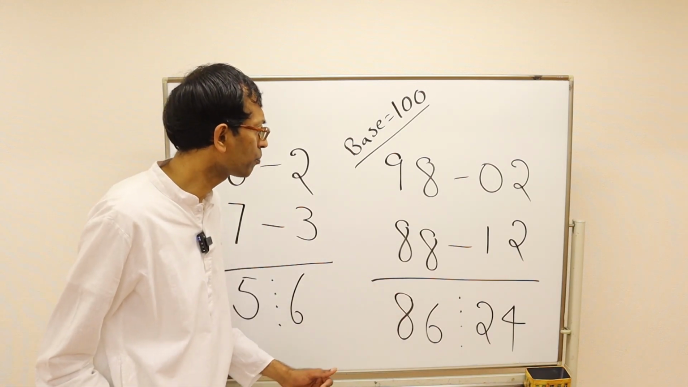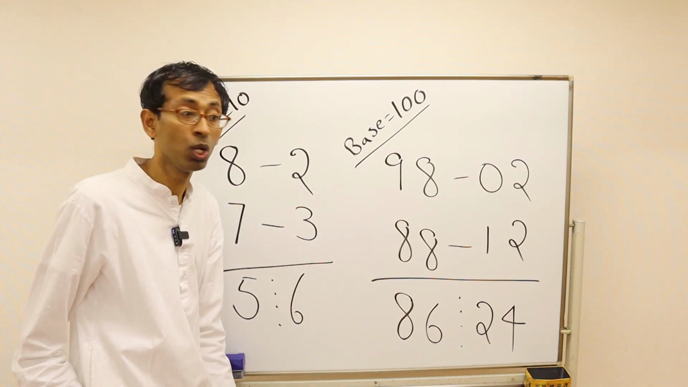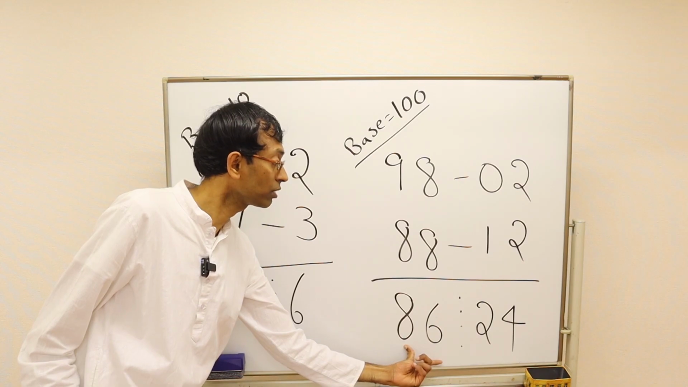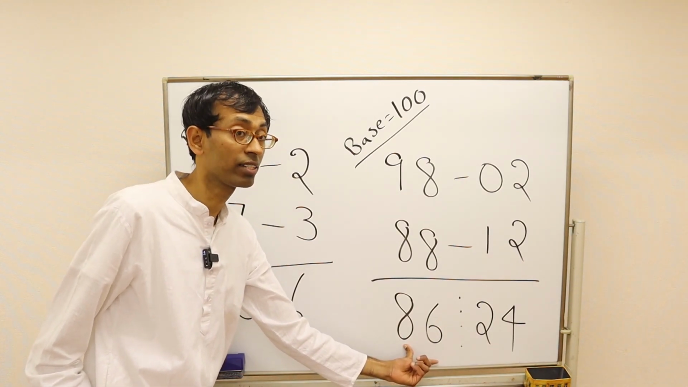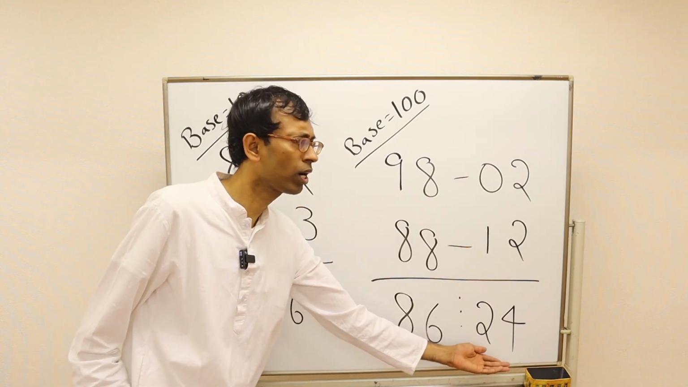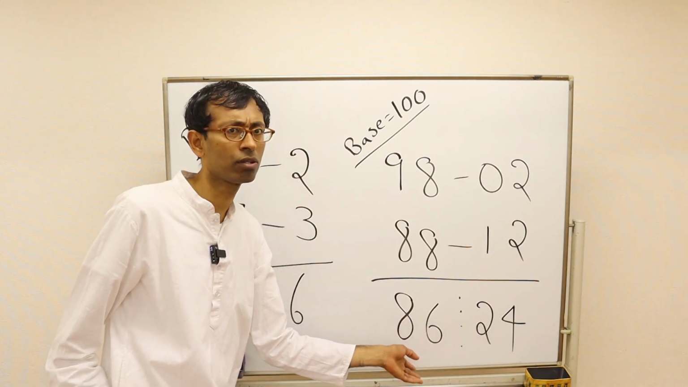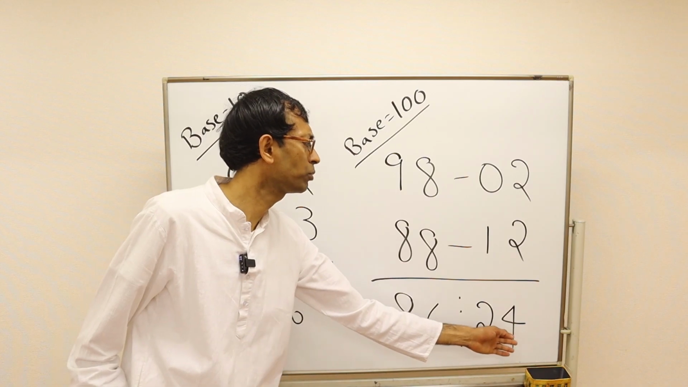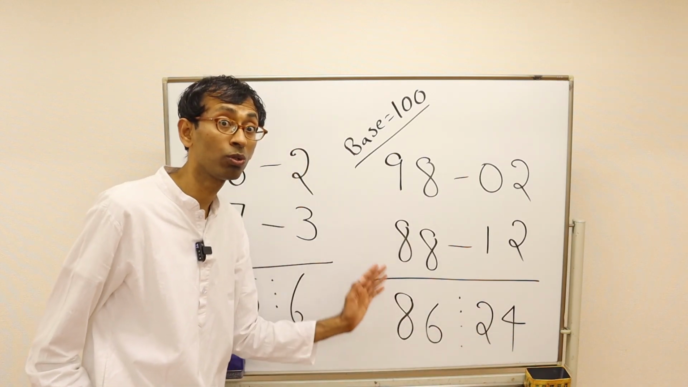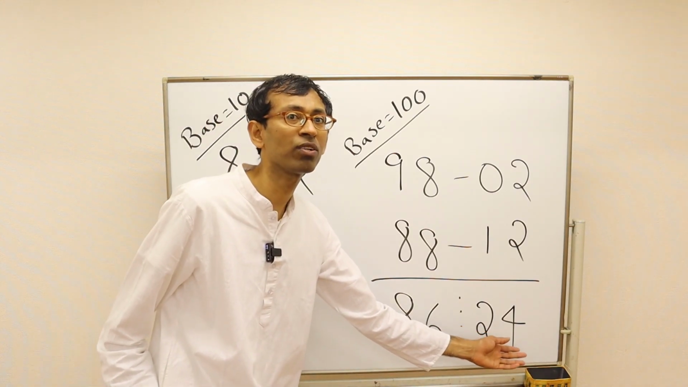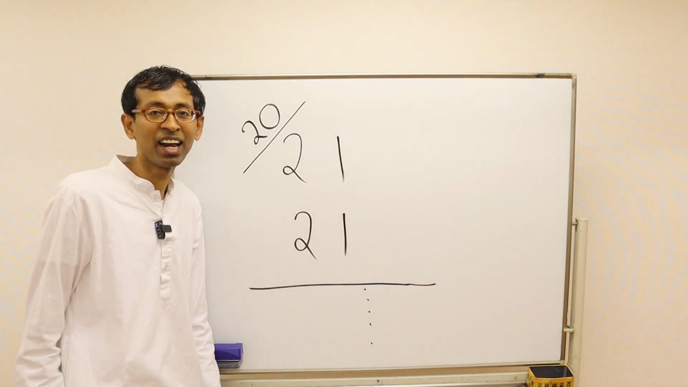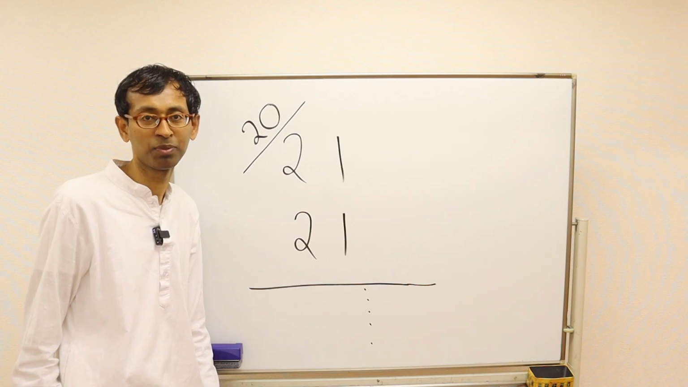Here the base is 100. So the first part of the answer, this 86, means there are 86 hundreds in the answer. And then whatever is remaining, we have already counted hundreds, so there are some tens and some units. It's 24 here. So the answer is 8624.